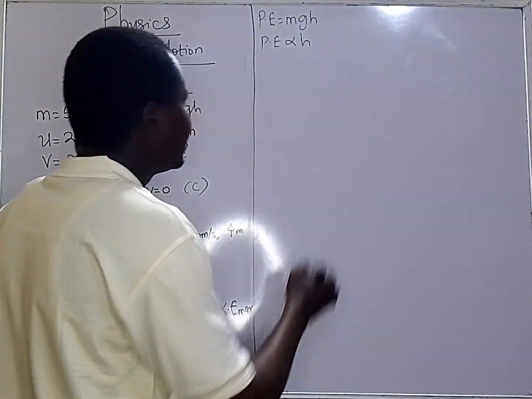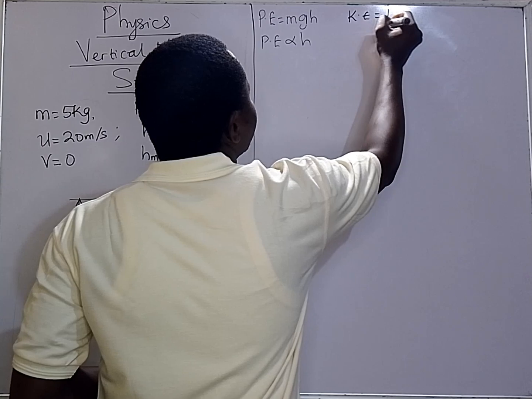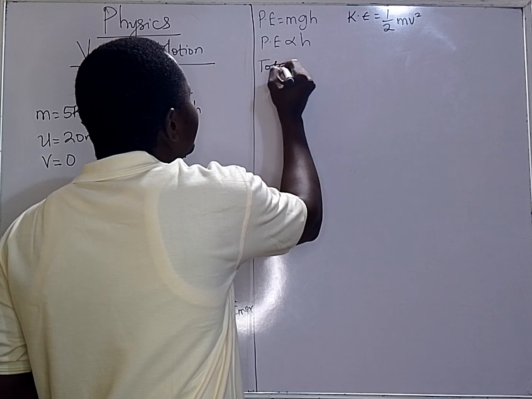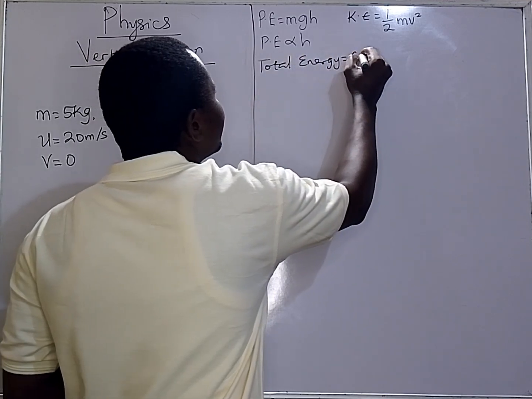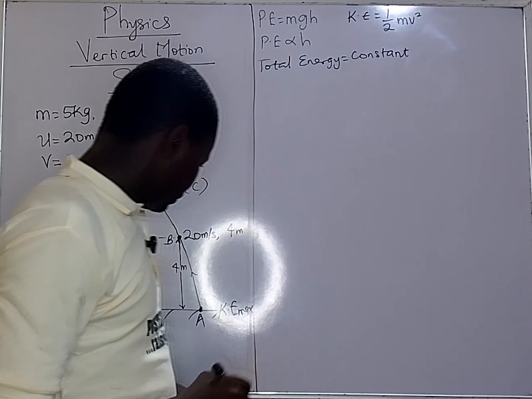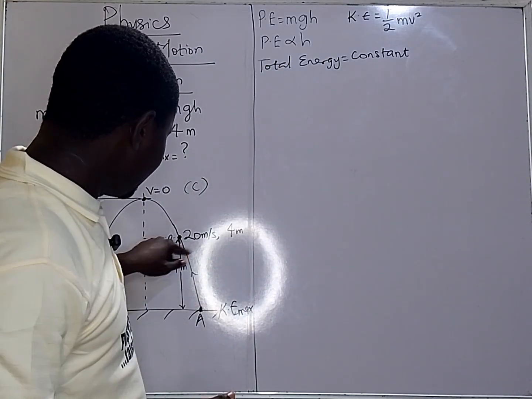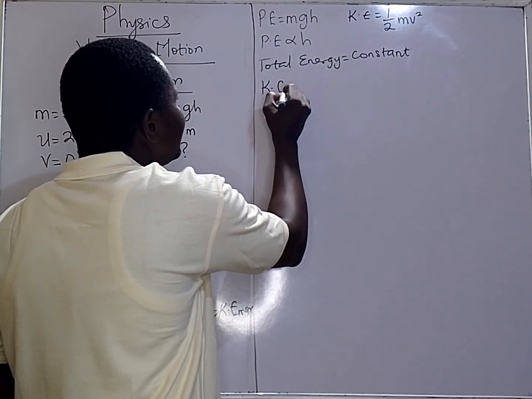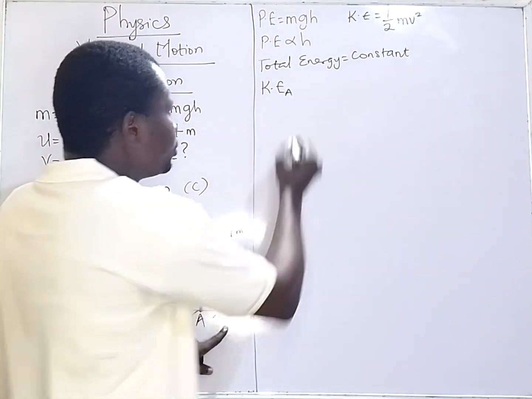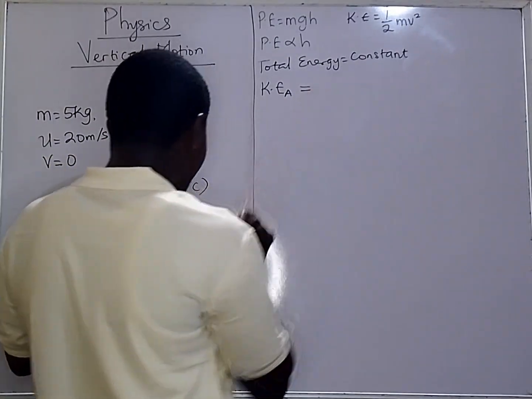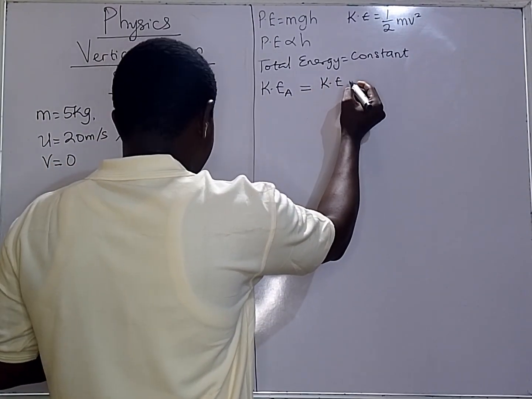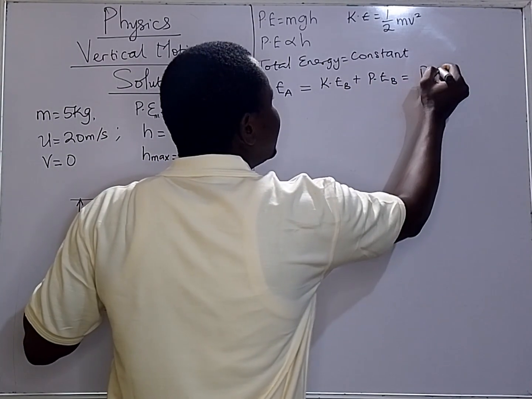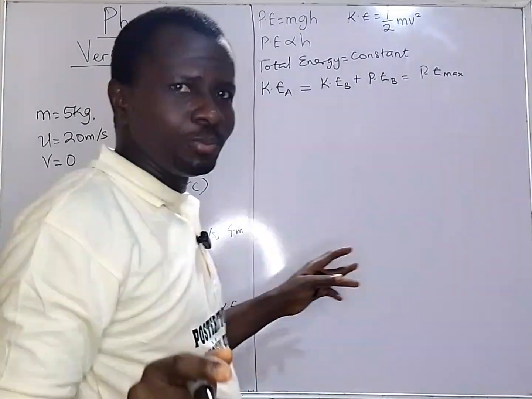What we have to recollect is that kinetic energy as well has a formula, which is half mv squared. Now, the total energy that the body possesses, we said, is constant, is unchanging. The total energy at point A is constant, the total energy at point B is constant, and the total energy at point C. What do you mean by that? It means that the kinetic energy at point A must be equal to the two energies that we have here: kinetic energy of B plus potential energy of B. And they also must be equal to the potential energy at maximum height. Hope I have not complicated the matter.